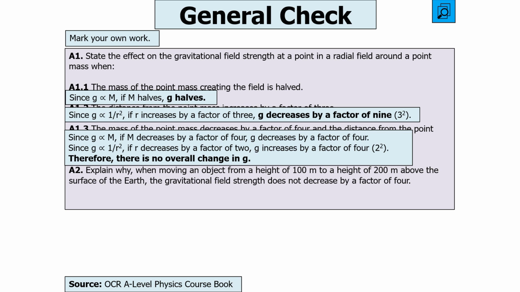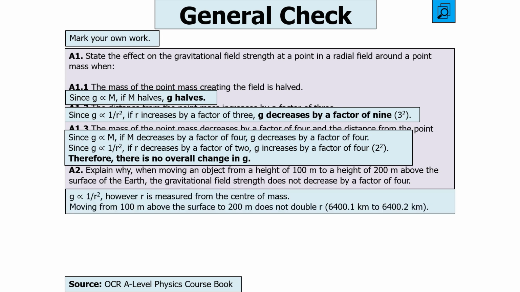So if g is directly proportional to M, if M decreases by a factor of 4, g will decrease by a factor of 4. And g is proportional to 1 over r squared. So if r decreases by a factor of 2, g will increase by a factor of 4, 2 squared. So the two things will cancel out, so there'll be no overall change in the gravitational field strength.